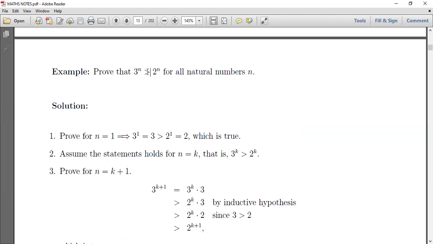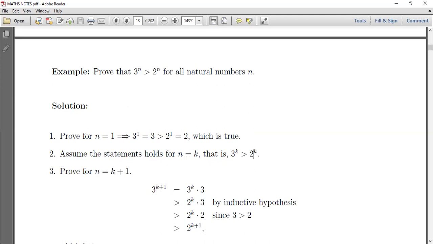So when n is equal to 1, we're just showing that 3 to the power 1, which is equal to 3, is greater than 2 to the power 1, which is equal to 2, which is true. 3 is greater than 2. Then we assume that the statement is true when n equal to k, which is 3 to the power k is greater than 2 to the power k.